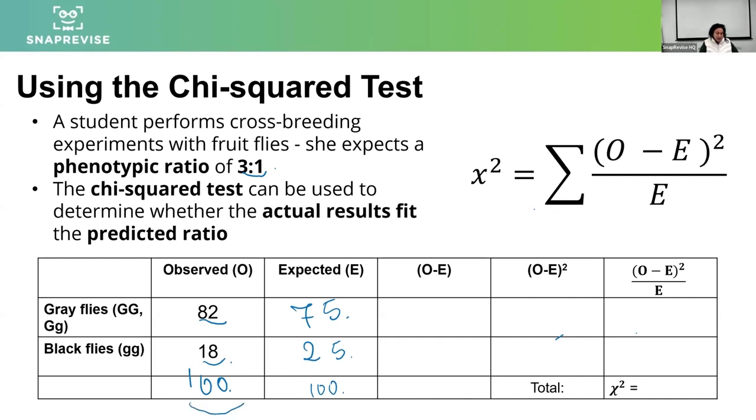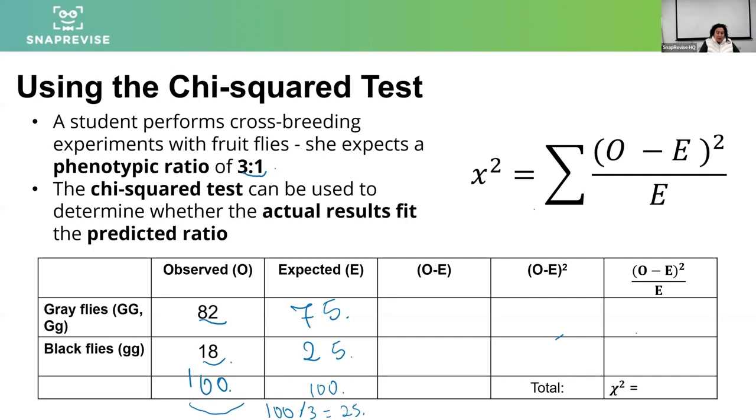And then how do I calculate this 75? So basically 100 divided by 3 is 25. So 3/4 of 100, which is 75, is going to be this phenotype, and 1/4 is going to be the other phenotype.